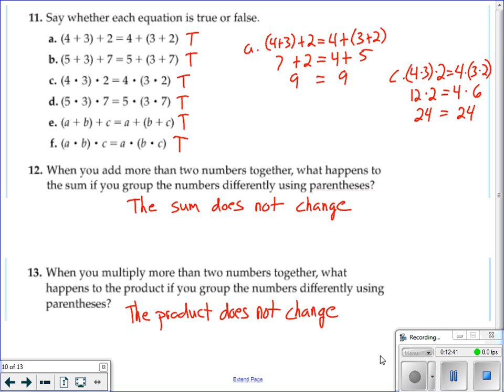And then if you look at C, same thing with multiplication. So on the left, they grouped the 4 times 3 together. On the right, they grouped the 3 times 2 together. And as you can see, it still results in an answer of 24 for both sides. So looking at number 13, when you multiply more than two numbers together, what happens to the product? If you group the numbers differently using parentheses, nothing happens. The product stays the same. The product does not change.